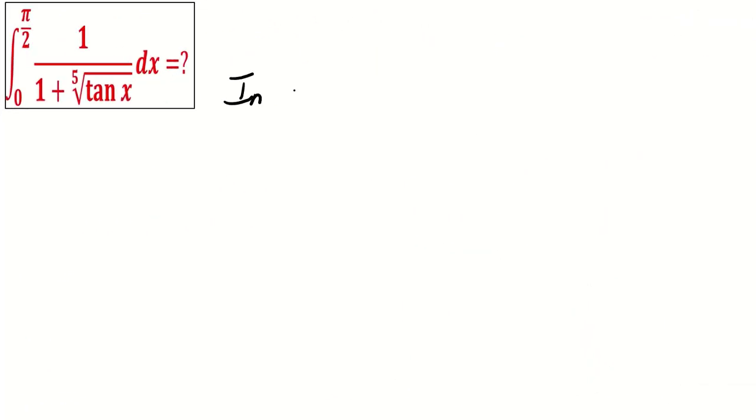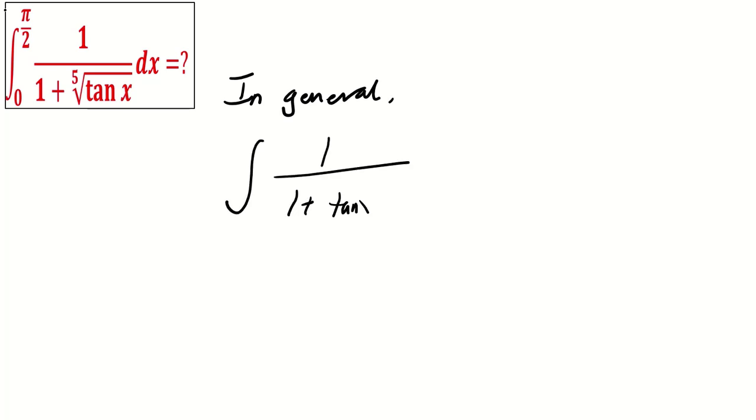Using a similar method, we can conclude the general result as follows. The integral of 1 over 1 plus tangent x to the power n from 0 to pi over 2 will equal pi over 4 for any real number n.